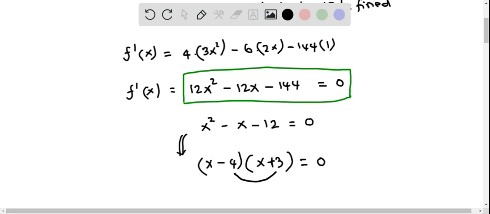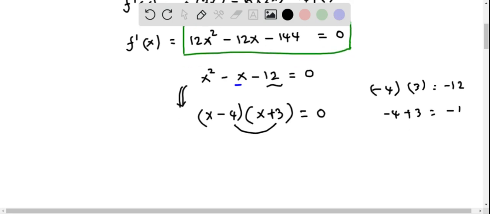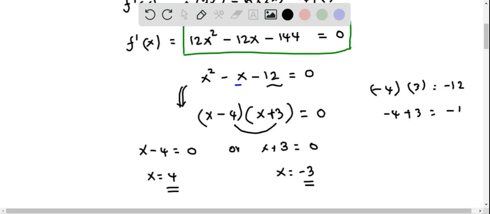Because we see that the product of negative 4 and 3 equals negative 12, we have it here, and negative 4 plus 3, the sum of these two terms, is negative 1, which we have here. So this factorization is perfect. Now let's solve for x. That is, either x minus 4 equals 0 or x plus 3 equals 0, and this gives x equal to 4, and this gives x equal to negative 3. So these are the two critical points of the function f of x.